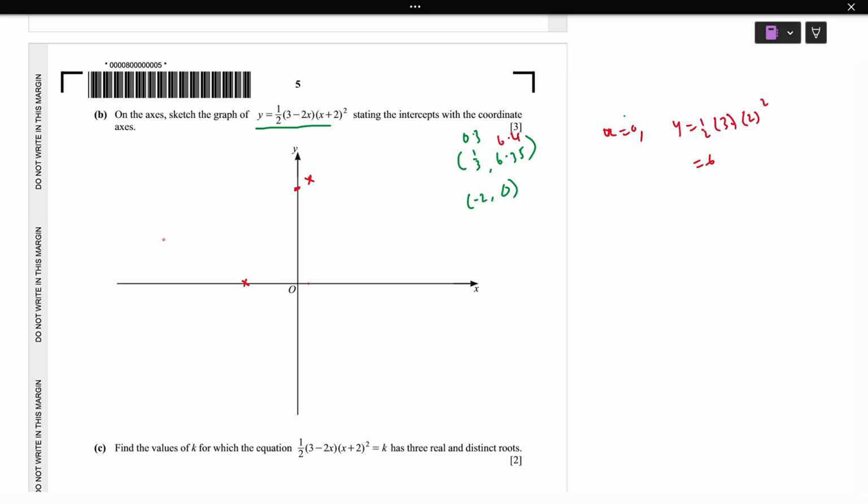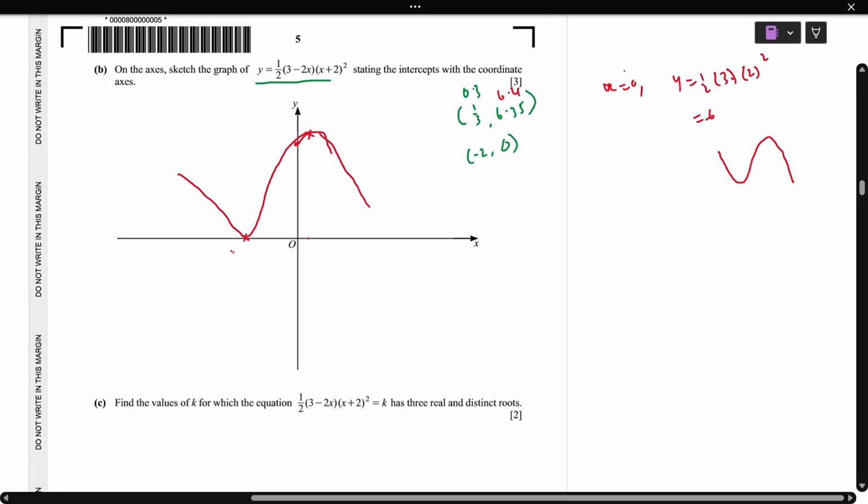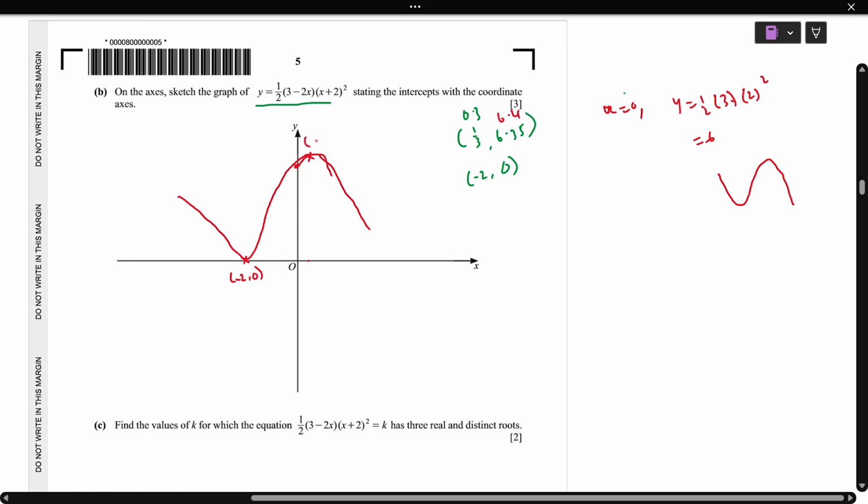Okay, so let's now draw the graph, because the graph comes from below, then there is a turning point, and the turning point is given here because it's a negative graph. So the graph is going to be the turning point here, then it's going through the y intercept. Then it will turn here. So this is going to be the graph. This point is going to be negative 2 comma 0. This point is going to be 0.3 comma 6.4.